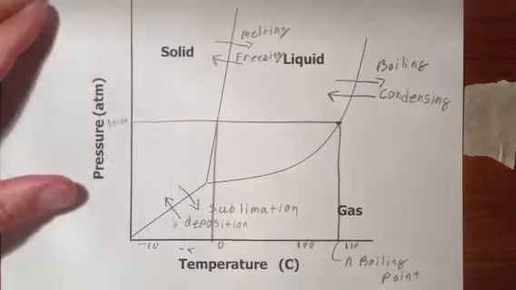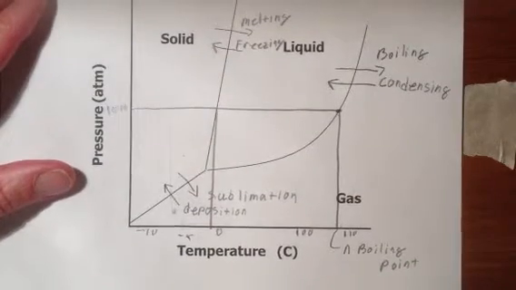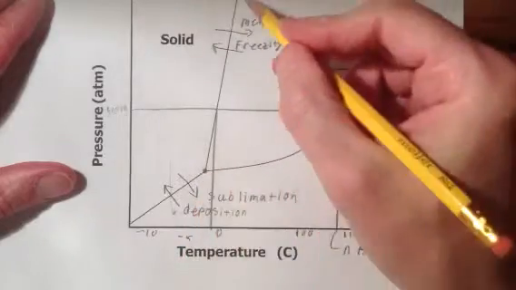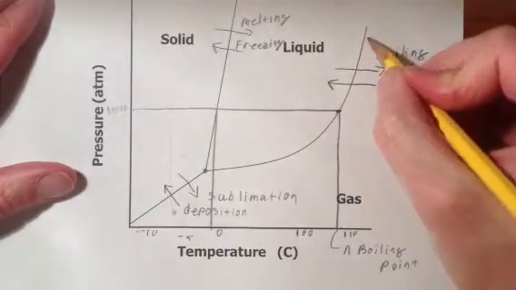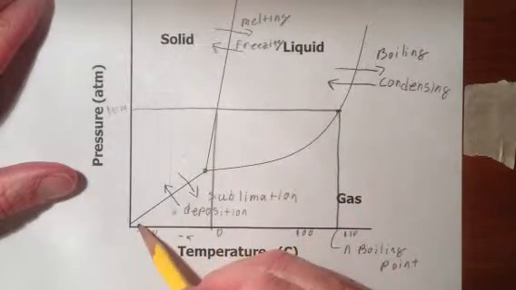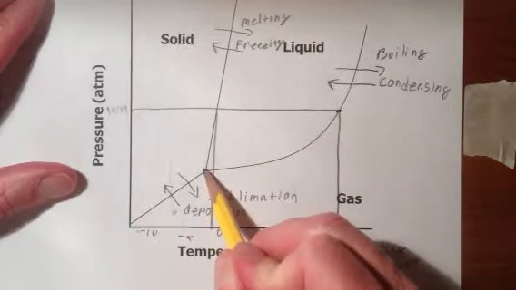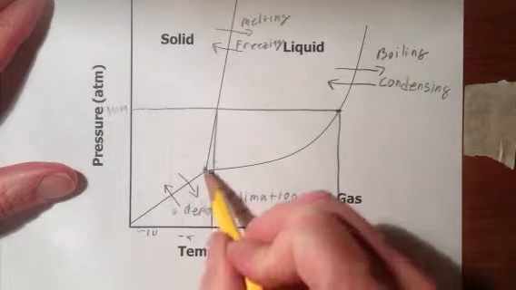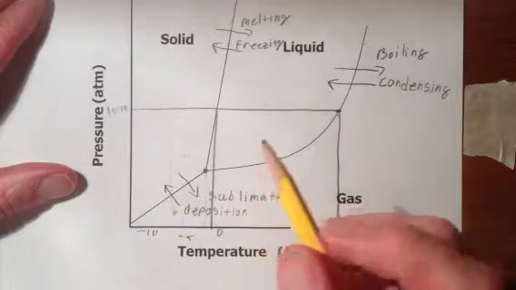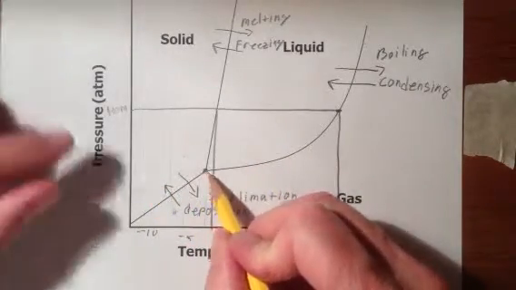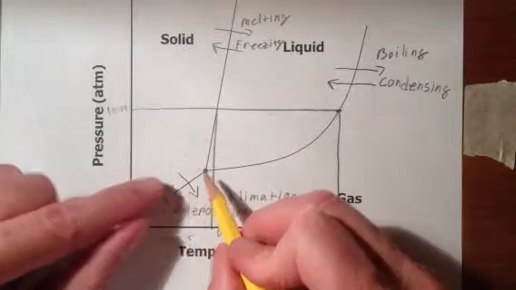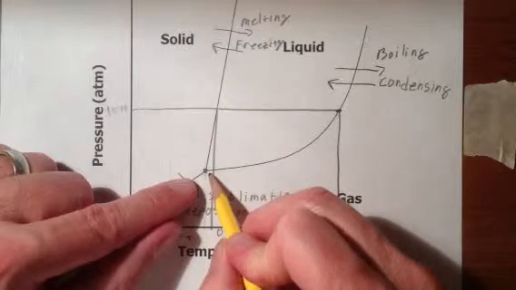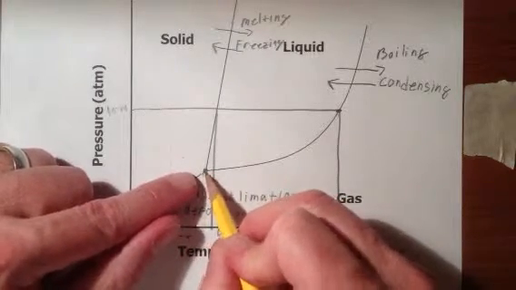Okay? And then the last thing I think I need to tell you is this point right here is a pretty cool little point. Notice that this solid-liquid line, the liquid-gas line, and the sublimation line all come together right here. At this special temperature and this special pressure, which of course varies with each substance, you would see the triple point. You can see gas, liquid, and solid at the same time.